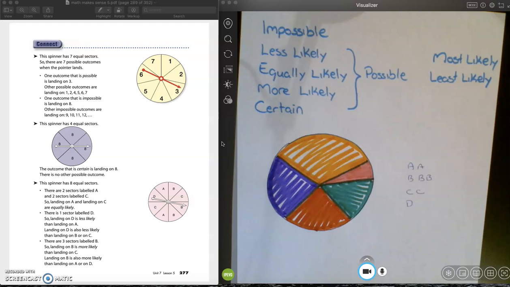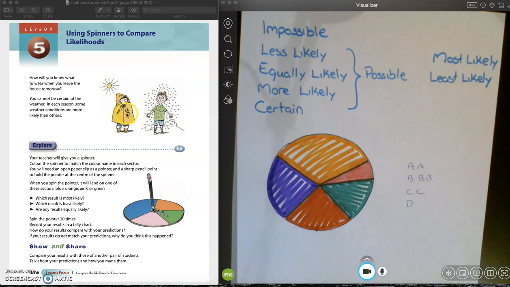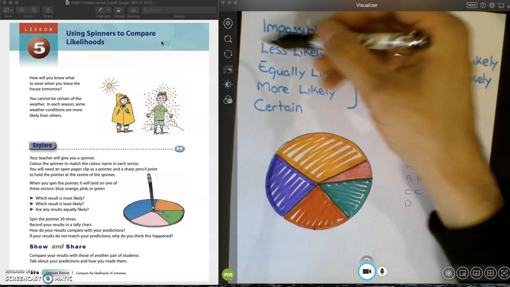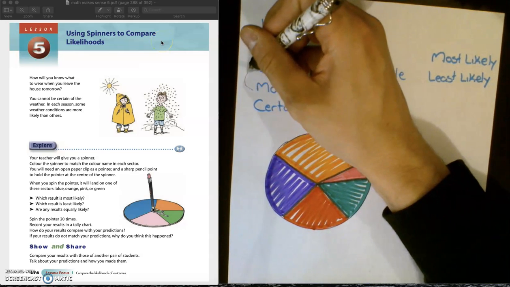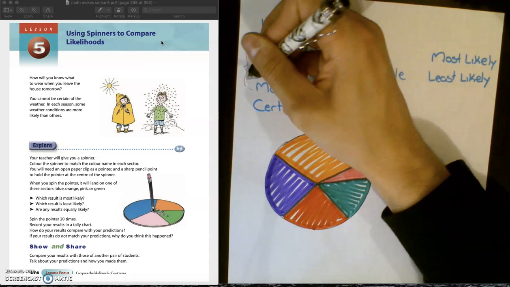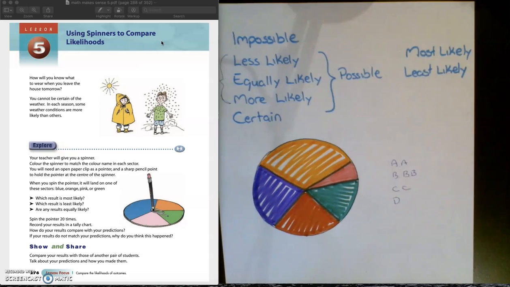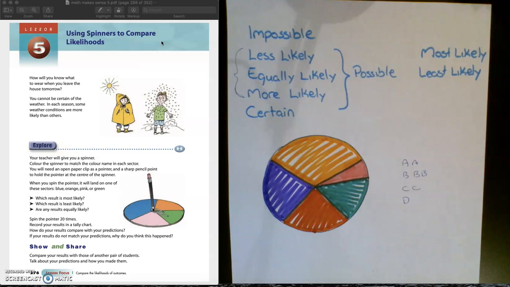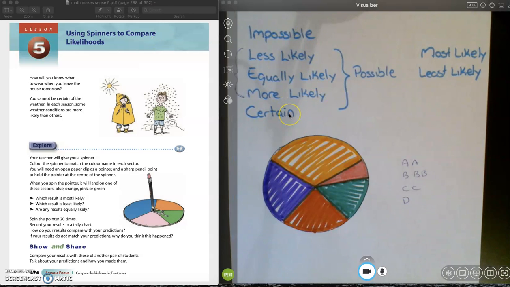So we're just looking at spinners, or like the title says, using spinners to compare likelihoods. These are comparing words, these 3 in particular. Those 3 are my comparing words. Impossible and certain get thrown in there every once in a while. So hopefully that makes sense.